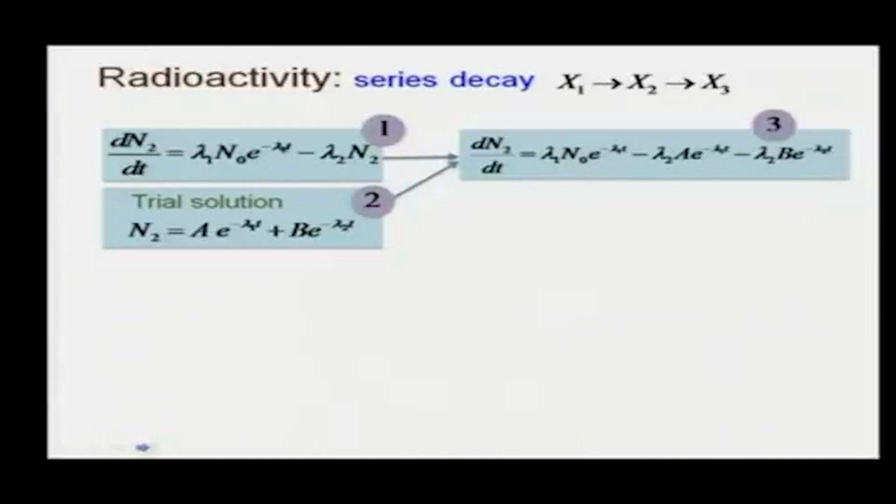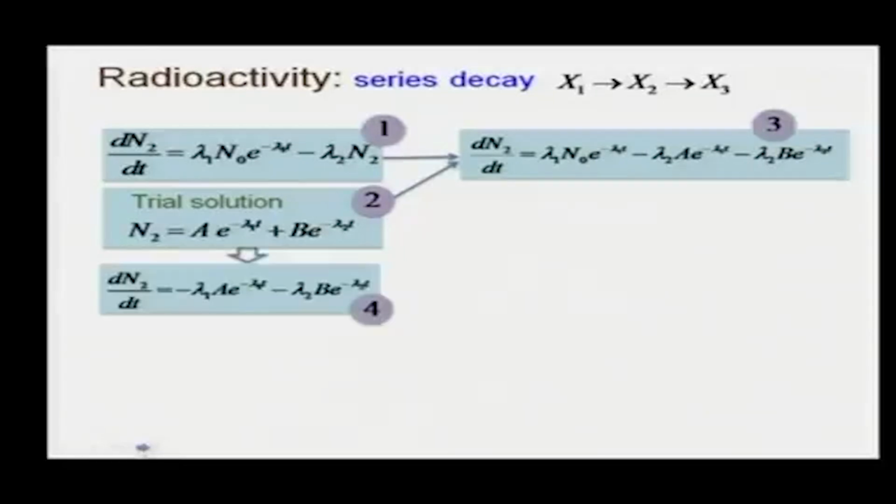The second term is minus lambda 2 n2, but n2 is given by equation 2. Therefore, the second part of equation 1 now has two terms, lambda 2 a exponential minus lambda 1 t and lambda 2 b exponential minus lambda 2 t. Call this equation 3. We can also get dn2 by dt directly from equation 2, our trial solution.